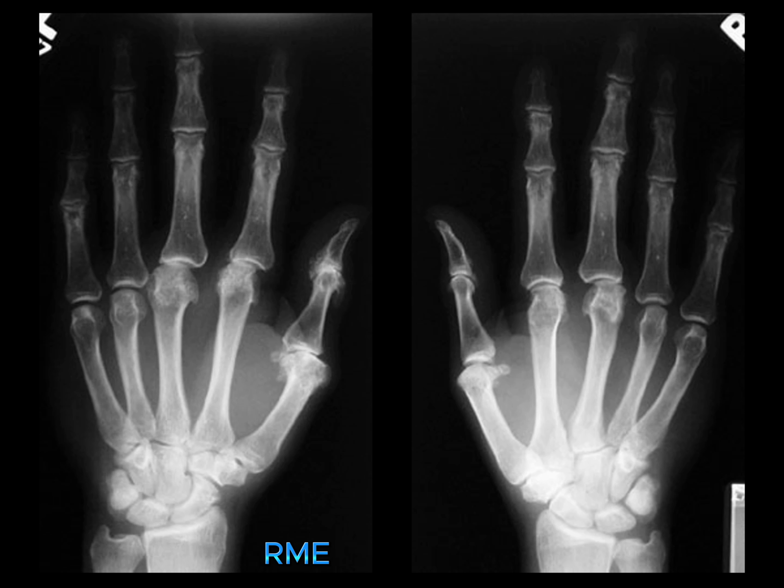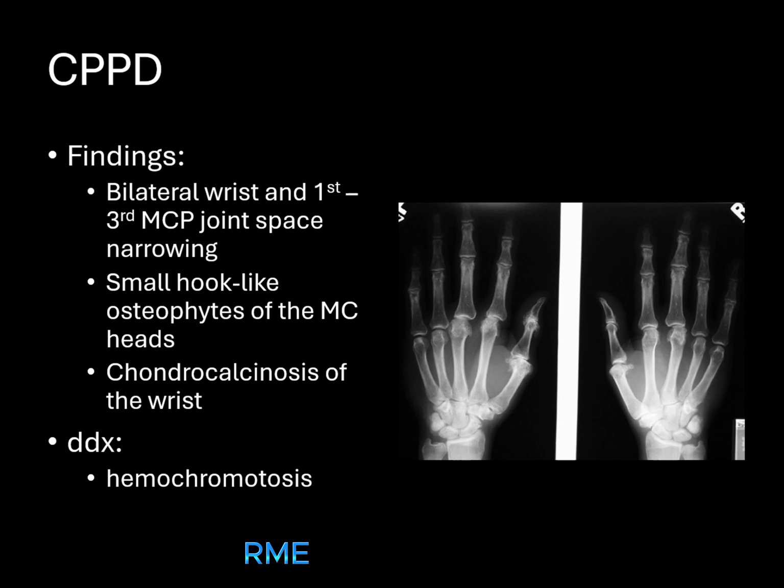Here I see bilateral wrist and first-third MCP joint space narrowing with small hook-like osteophytes of the metacarpal heads and chondrocalcinosis of the wrist. These findings are characteristic of calcium pyrophosphate dihydrate deposition disease, CPPD. Differential diagnoses include hemochromatosis, which also presents with chondrocalcinosis and hook-like osteophytes.